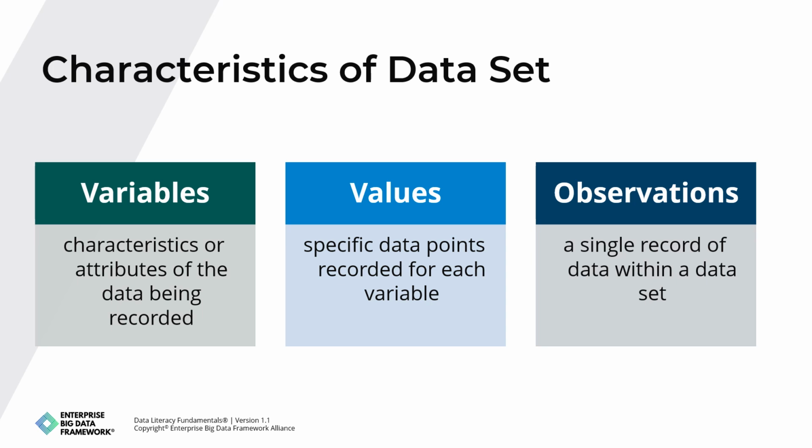Lastly, observations. This refers to a single record of data within a data set. For example, in a data set of customer information, each customer would represent a single observation, with the values for each of their attributes, like variables, recorded for that observation. To summarize, variables define what is being measured. Values represent the specific measurements taken, and observations represent a set of values for a given set of variables.